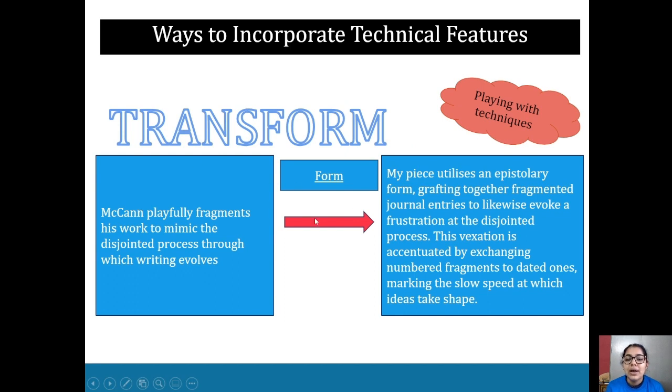I may choose to transform form here, so playing with techniques. McCann playfully fragments his work to mimic the disjointed process through which writing evolves. So my piece, that's my reflection: my piece utilizes an upholstery form, grafting together fragmented journal entries to likewise evoke a frustration at the disjointed process. This vexation is accentuated by exchanging numbered fragments for dated ones, marking the slow speed at which ideas take shape. So now I'm going one step ahead. I've used the form that he used in his text, and now I'm elaborating on its effect.